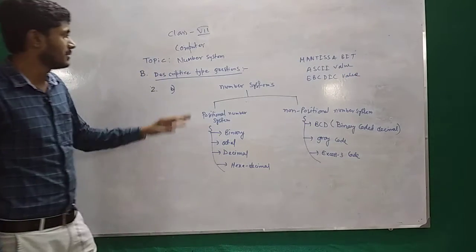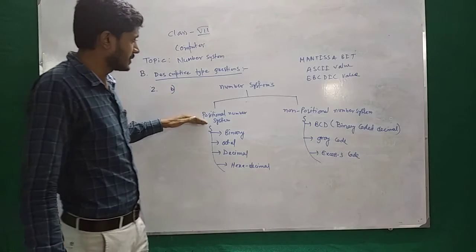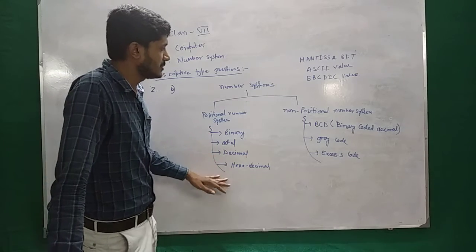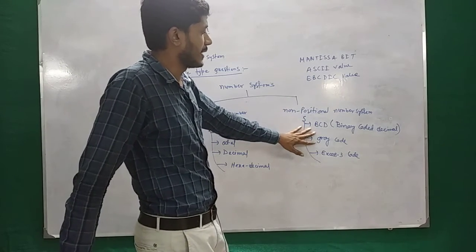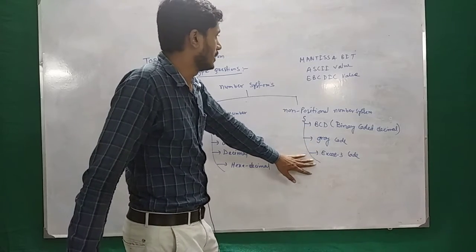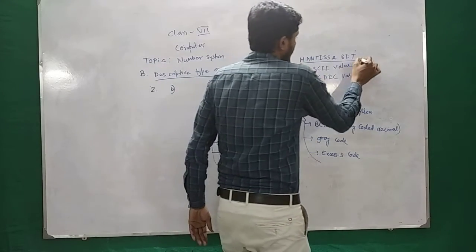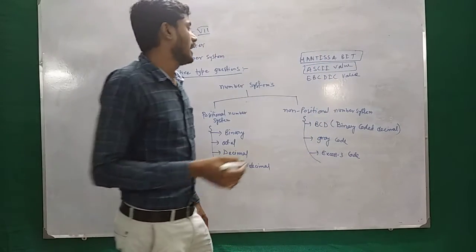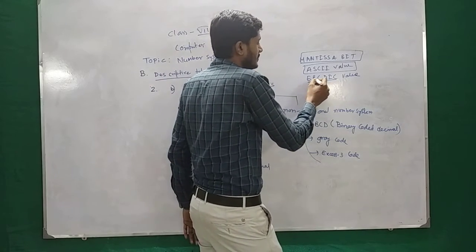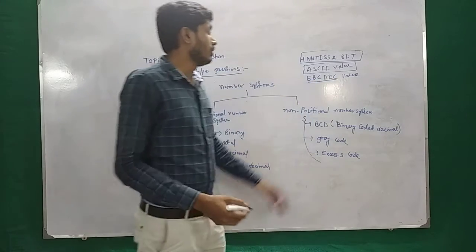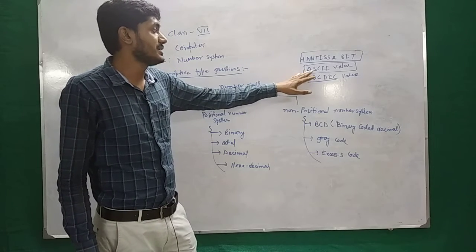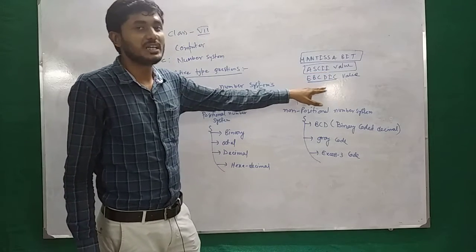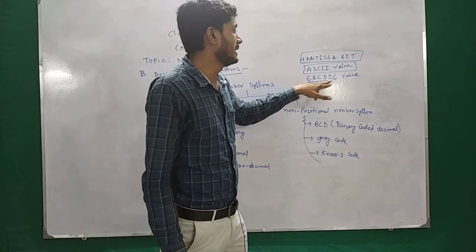So what are the types of number system? Number systems are basically divided into two types, positional number system and non-positional number system. Positional number systems are binary, octal, decimal and hexadecimal. Non-positional number systems are BCD, that means binary coded decimal, gray code and XS3 code. The other bits are Mantissa bit and ASCII value. ASCII means American Standard Code for Information Interchange, and next one is EBCDIC, extended binary coded decimal interchange code. So what is the full form of ASCII? American Standard Code for Information Interchange. And what is the full form of EBCDIC? Extended binary coded decimal interchange code.